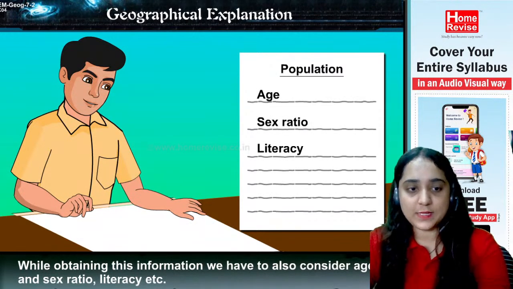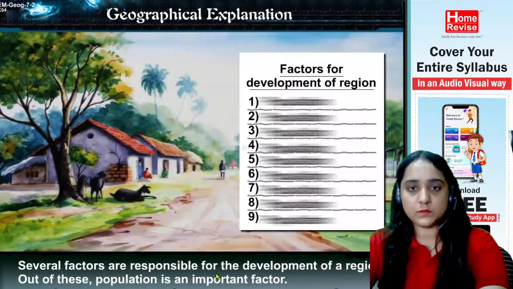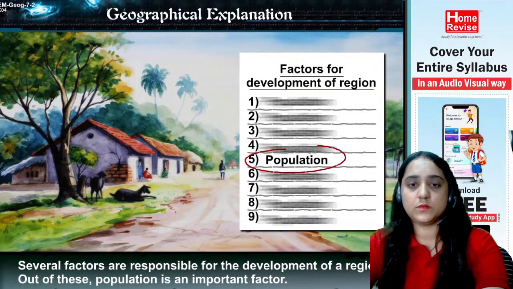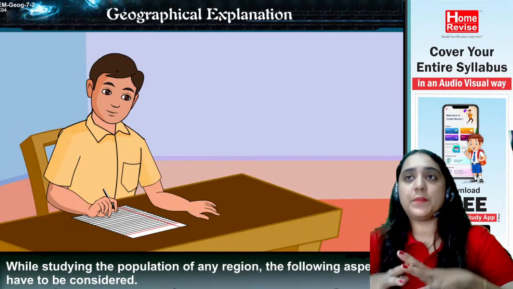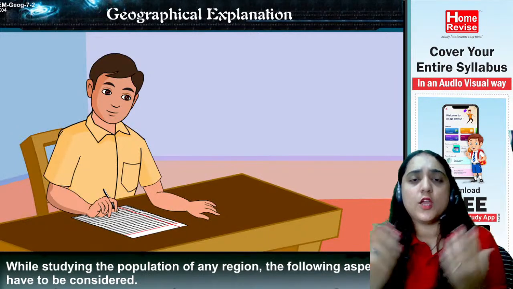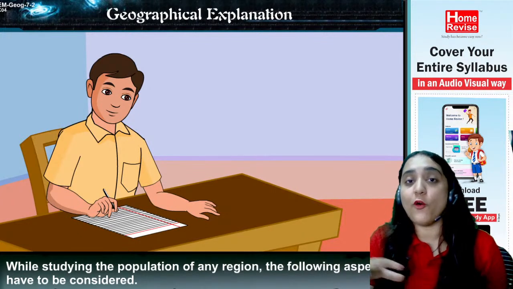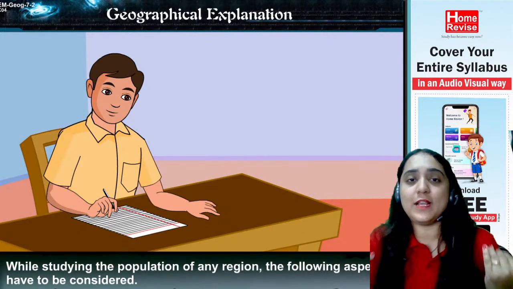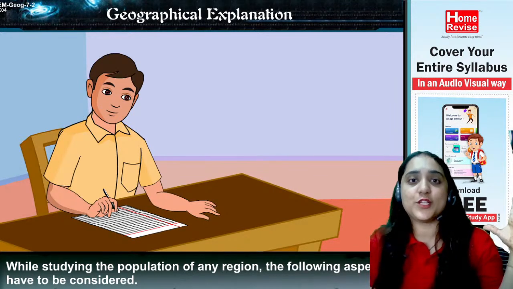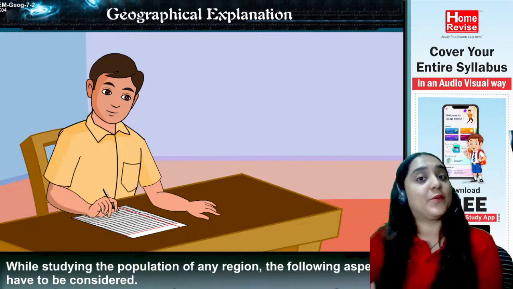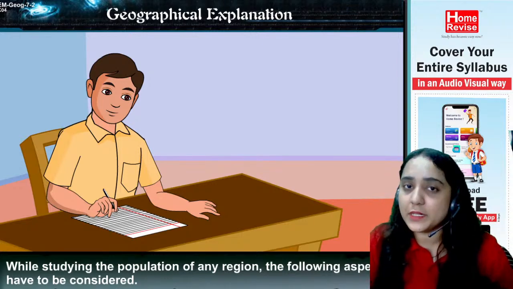Okay, now next one. Several factors are responsible for the development of a region. Out of these, population is an important factor. अगर मुझे अपने एरिया को डेवलप करना है, तो if I have all the uneducated people and if I have all the educated people, now you tell me which city will be flourished with the development. कौन सी city में बहुत ज़्यादा डेवलपमेंट होगा? जो एजुकेटेड लोग हैं उनके साथ या जो अनएजुकेटेड हैं उनके साथ?